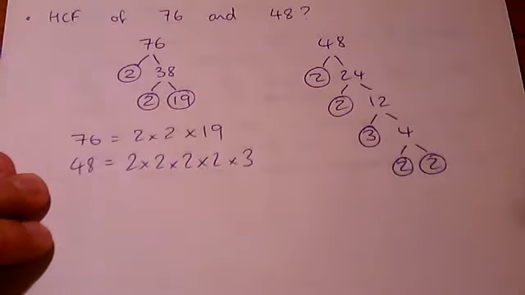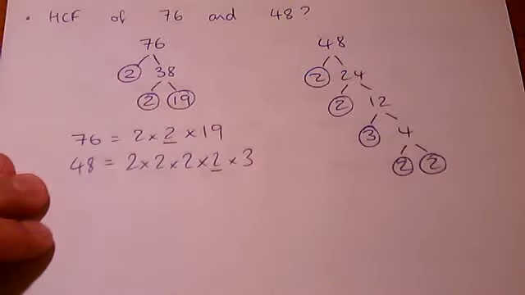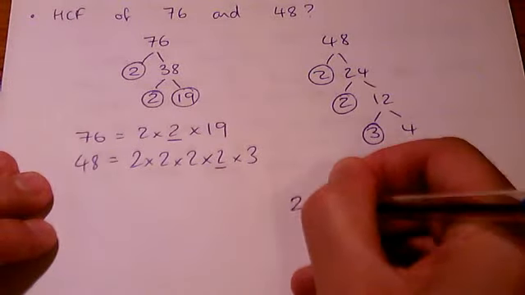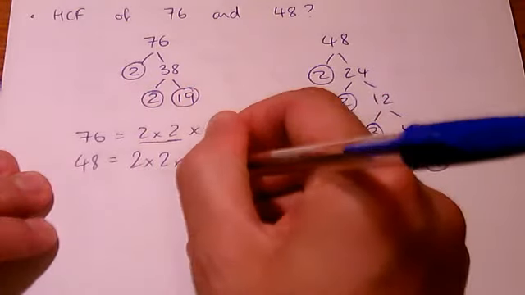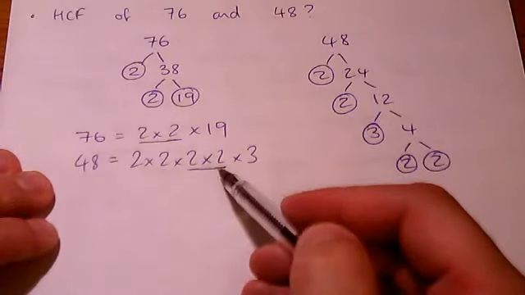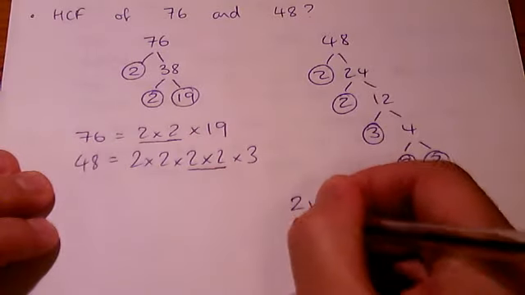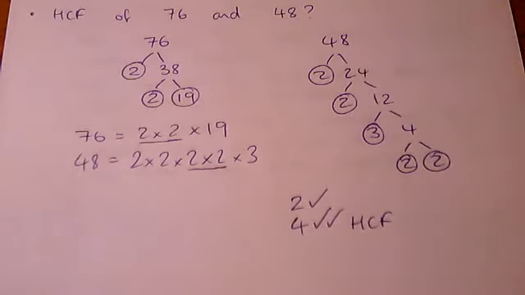And again, we can do the same trick here. I can see 2 goes into both of those. Right, so 2 is a common factor. But if I extend my line a little bit, if I take into account some of the other prime factors, I can see a 4 goes into that and a 4 goes into that. So 4 is my highest common factor.